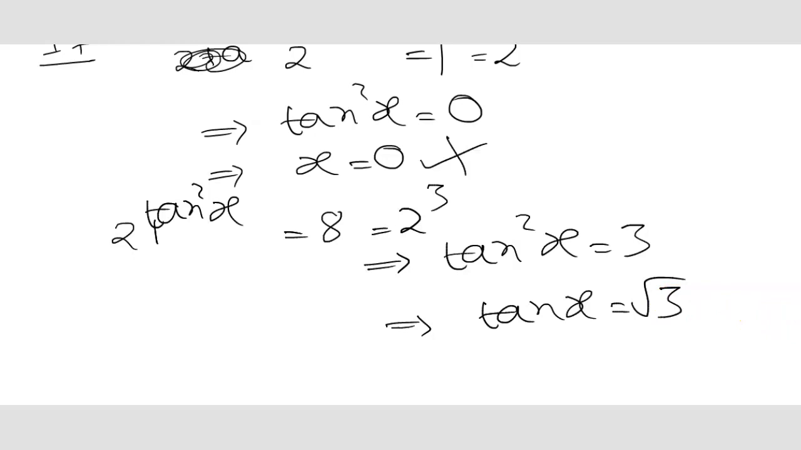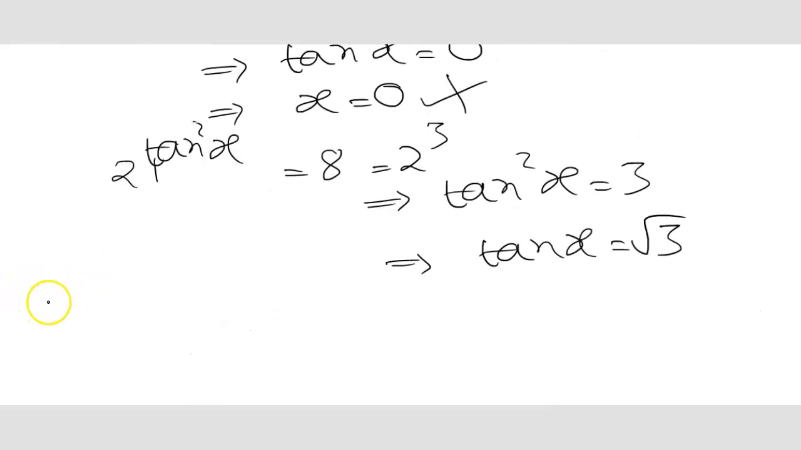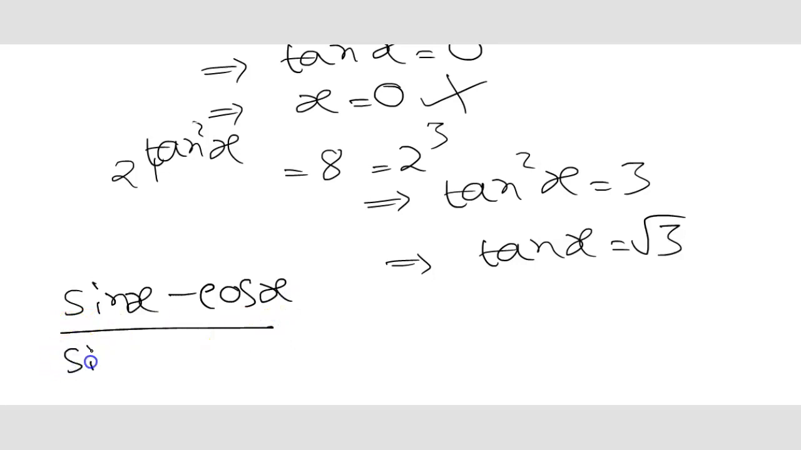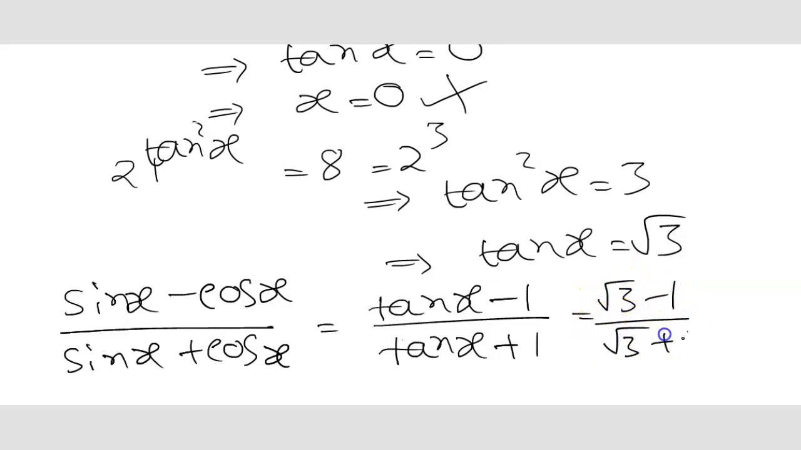Okay, now what we have to do is find the value of this little creature, sin x minus cos x by sin x plus cos x. So let me write it. If we make some little adjustment, it will become tan x minus 1 by tan x plus 1, and the simple little arrangement is we divide both the numerator and denominator by cos x. The value of tan x is root 3, so we get root 3 minus 1 over root 3 plus 1.